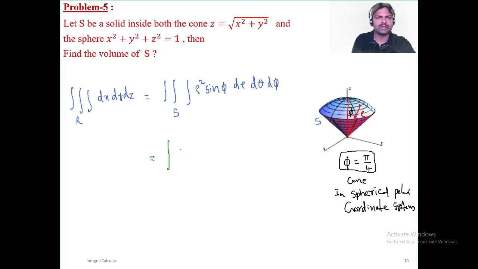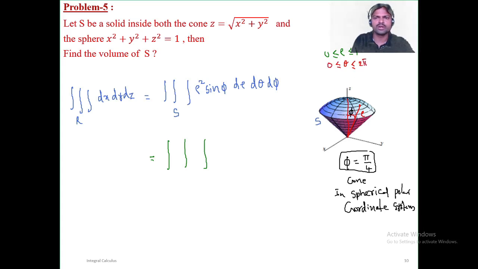First let me write here the limits. What are the limits? First rho. Rho is nothing but the radius of the sphere, so since the sphere radius is 1, rho varies from 0 to 1. Next theta, the base angle. Since this cone is generating around the z axis, theta should rotate completely around z, so 0 to 2 pi.